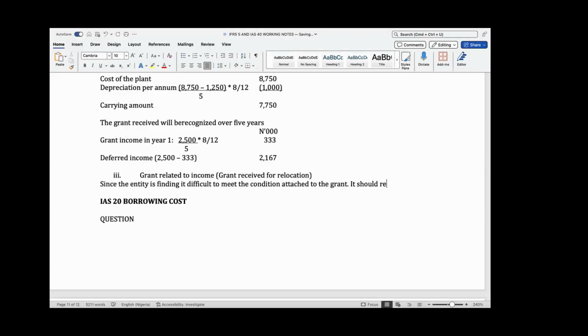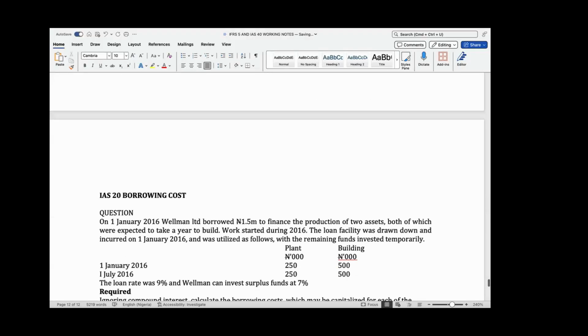It should recognize the grant as a liability, which is deferred income. Just to get ready, you should not even put it to P&L at all, in case they ask him to return it. So let's prepare our statement using method 1 and method 2.